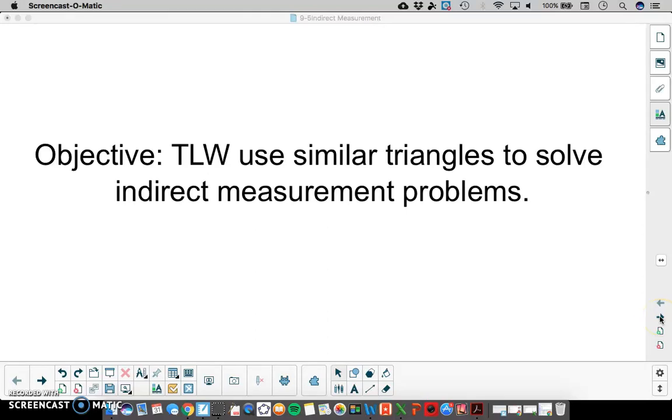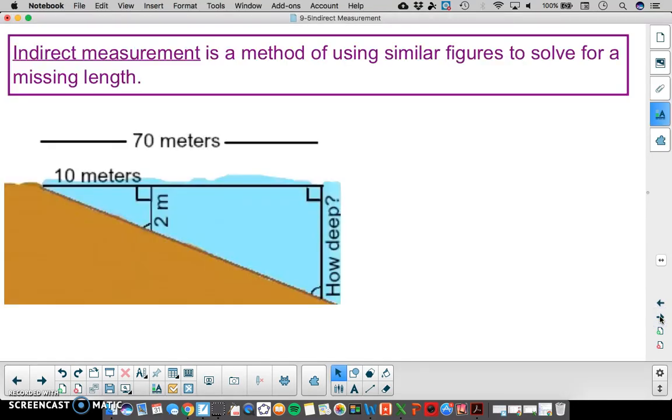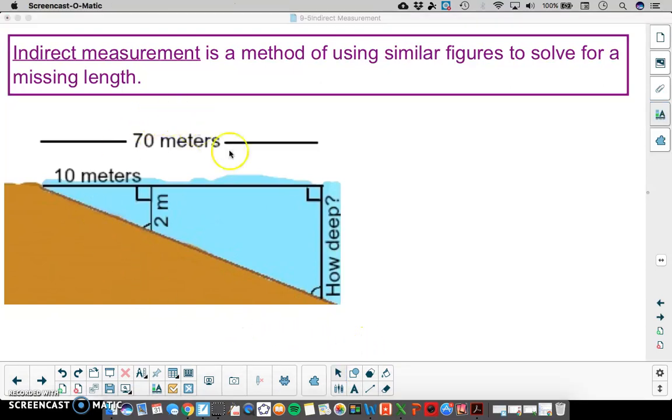In this video, the learner will use similar triangles to solve indirect measurement problems. Indirect measurement is a method using similar figures to find missing lengths. We have this diagram here representing how deep some water is, a certain distance out from the shoreline. We know already that at a distance of 10 meters out from the shore, the water is 2 meters deep. What we want to do is estimate what the depth of the water would be 70 meters from the shore.